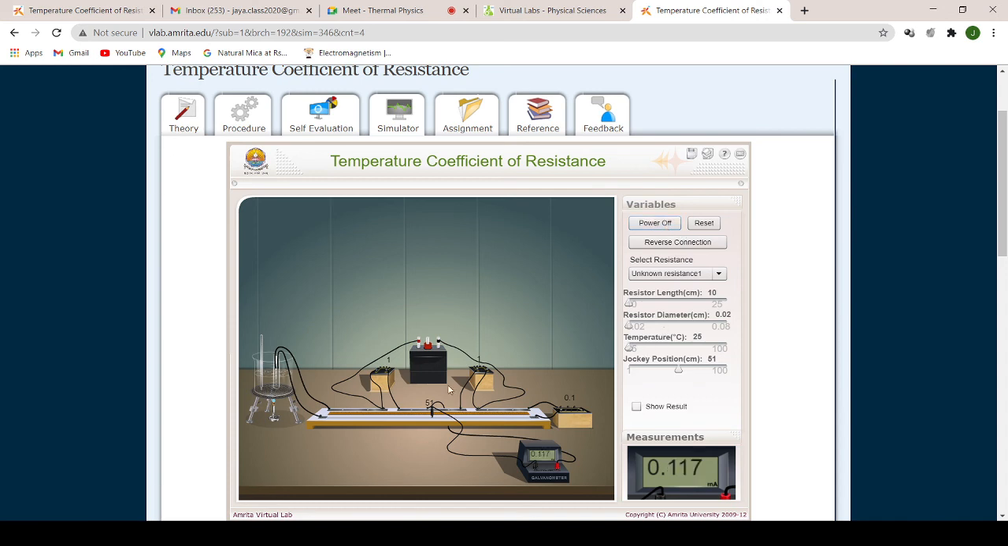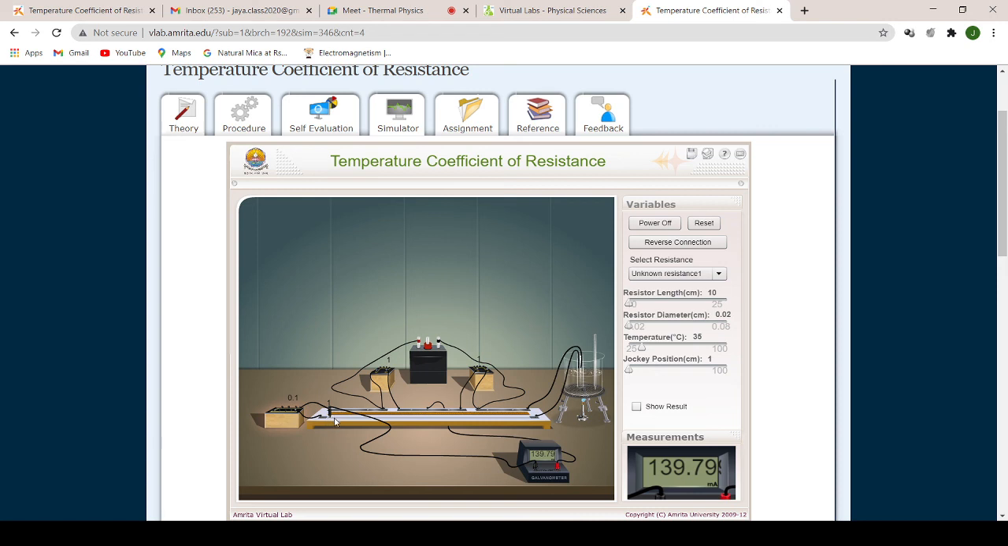When you reverse the connection, because we want the fractional resistor to be on the left side and the unknown resistor on the right side, then you change the temperature. Change the temperature to, let us say, 35. And the jockey you put back into the original position. Now you switch on the power and repeat the same procedure.